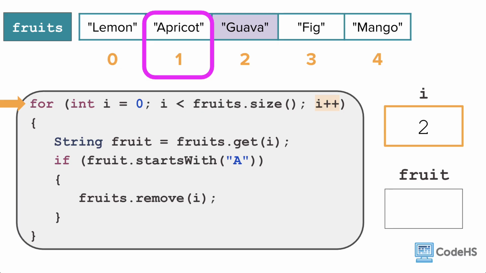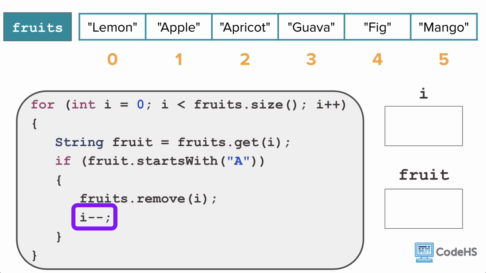Pause for a moment and think, how could you solve this bug? You can avoid these kinds of issues by adding an i-- after the remove method in the if statement. Let's see how this prevents this issue from occurring.